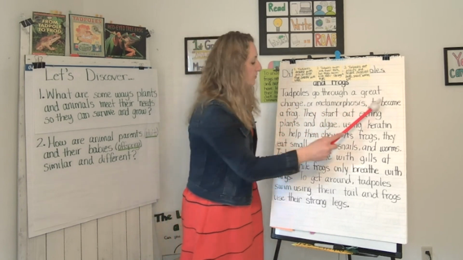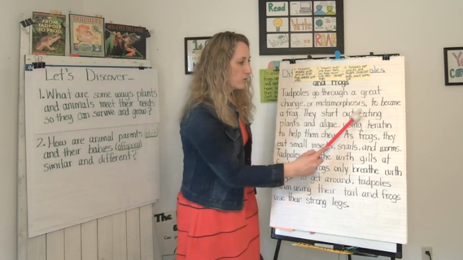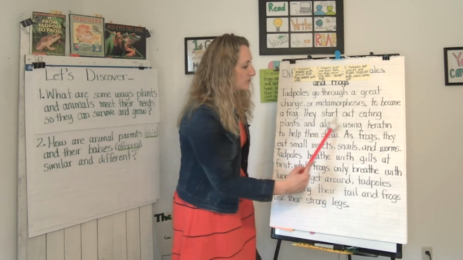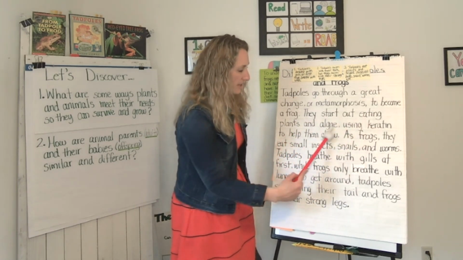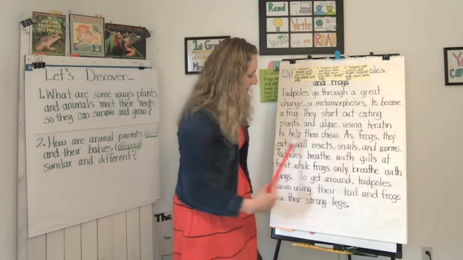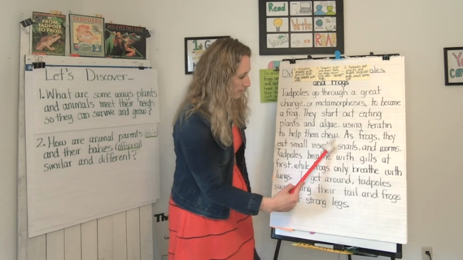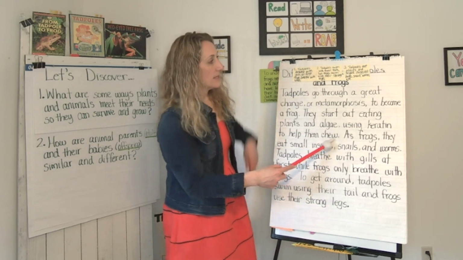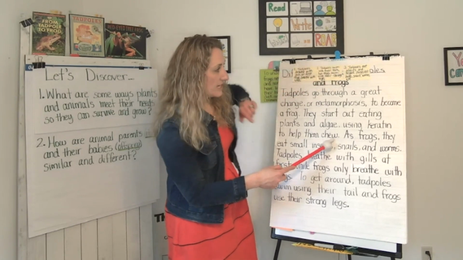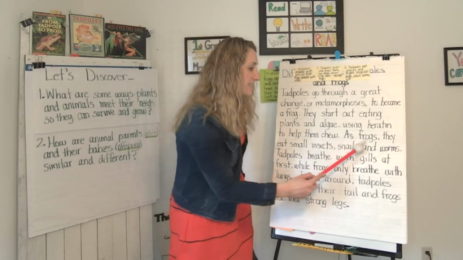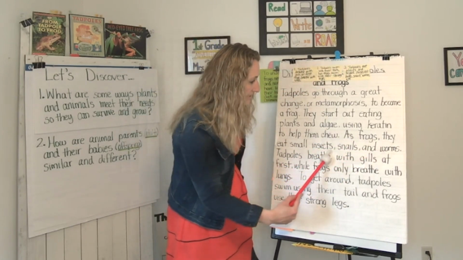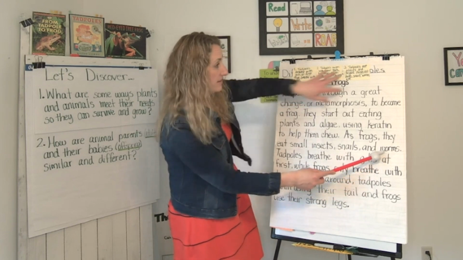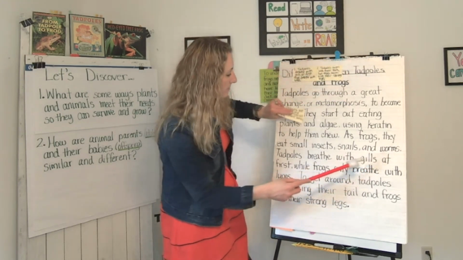Tadpoles go through a great change, or metamorphosis, to become a frog. They start out eating plants and algae, using keratin to help them chew. Is that one of the ideas that I was thinking about? Yeah, they eat plants and algae. As frogs, they eat small insects, snails, and worms. Did I get that idea? Yeah, I'm going to stick this over here because I remembered that part.